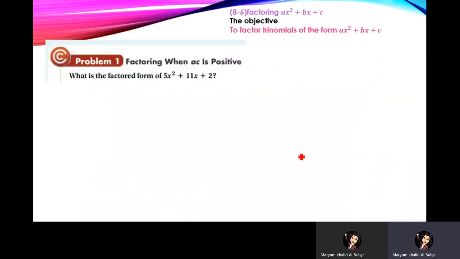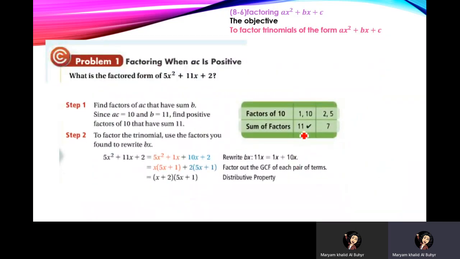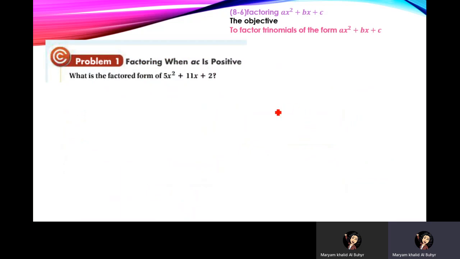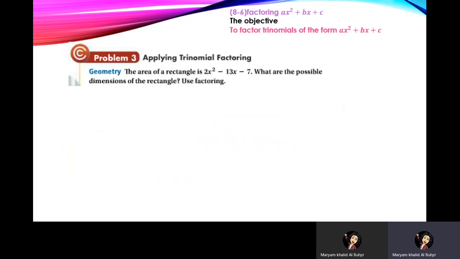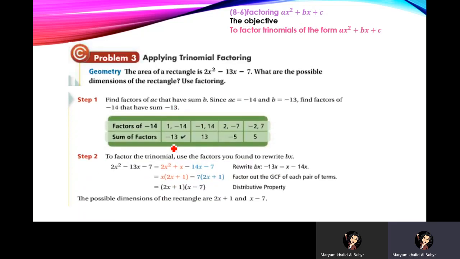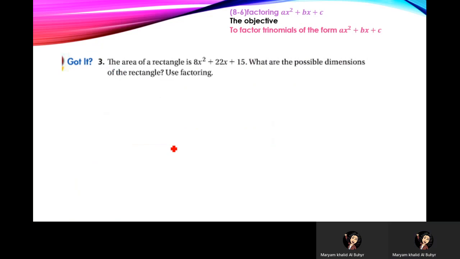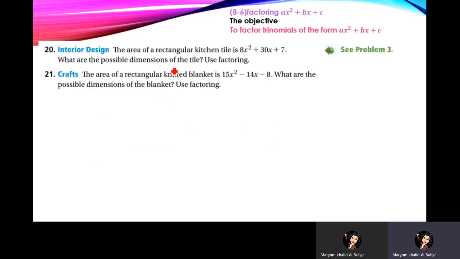Let me continue this lesson and then move to the next lesson. Let me remind you what I did yesterday. I will remind you by doing an extra exercise related to problem 3. So let me do this exercise. If the area of a rectangular kitchen tile is this one, I need to find the possible dimensions, which means I need to find the length and the width, which means I need to factor this polynomial.